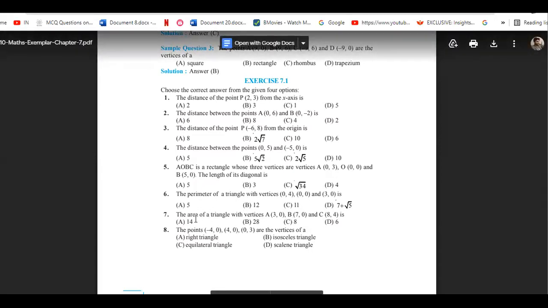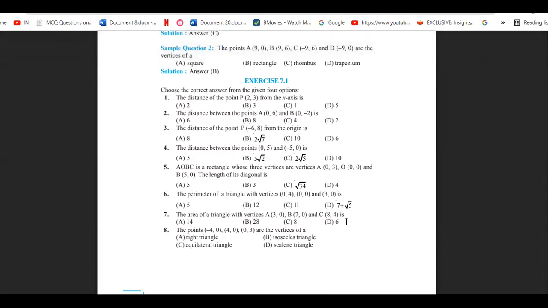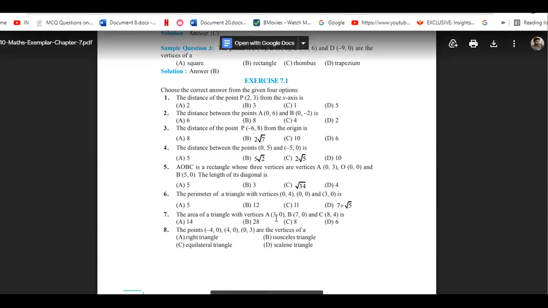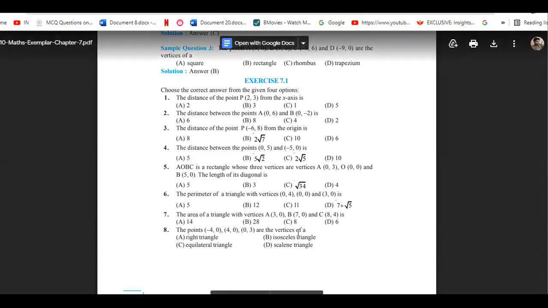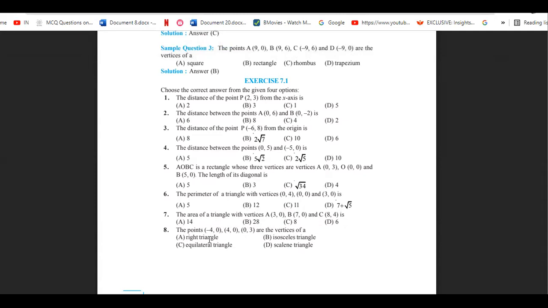In a similar way, you have to find out the area. If the vertices of the triangle are given to you, then you have to find out the area of the triangle. We have the formula, and by putting the values directly, you can find the area of the triangle. In a similar way, if these points are given, tell me, how will you solve question number 8? Distance formula. Yes, distance formula.